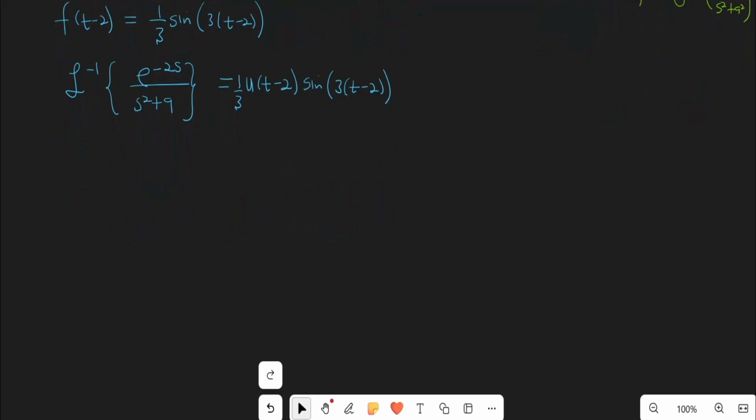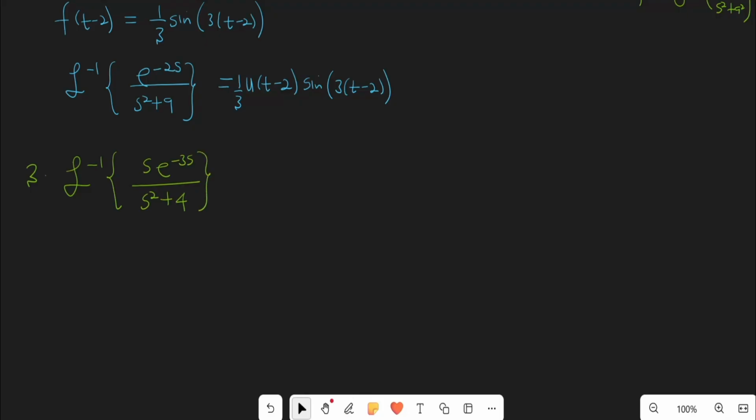So now let's go to the third one. I'm going to do it in green. So the third one, we have this. We want to find the Laplace inverse of this function, and the function is s e to the negative 3s divided by s squared plus 4.